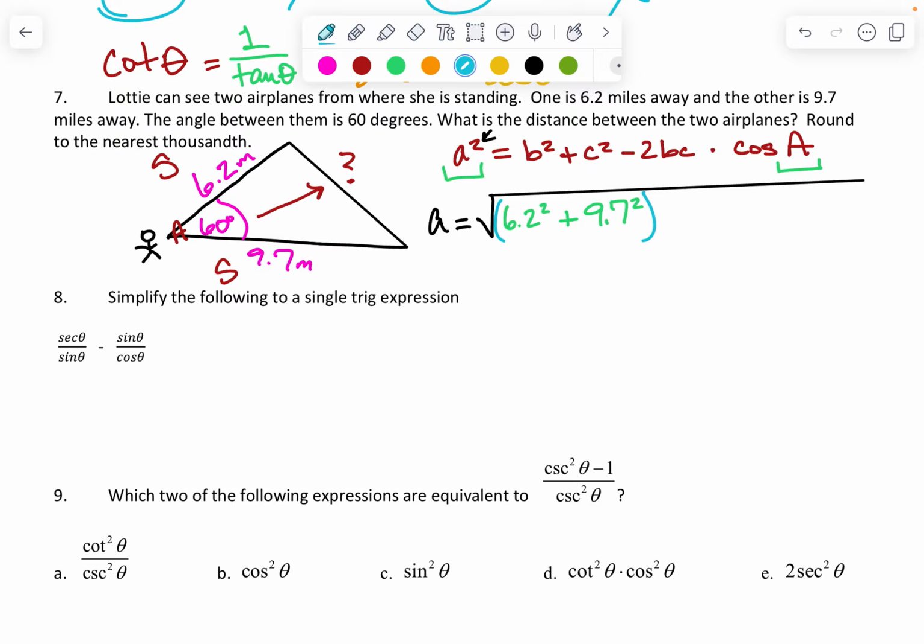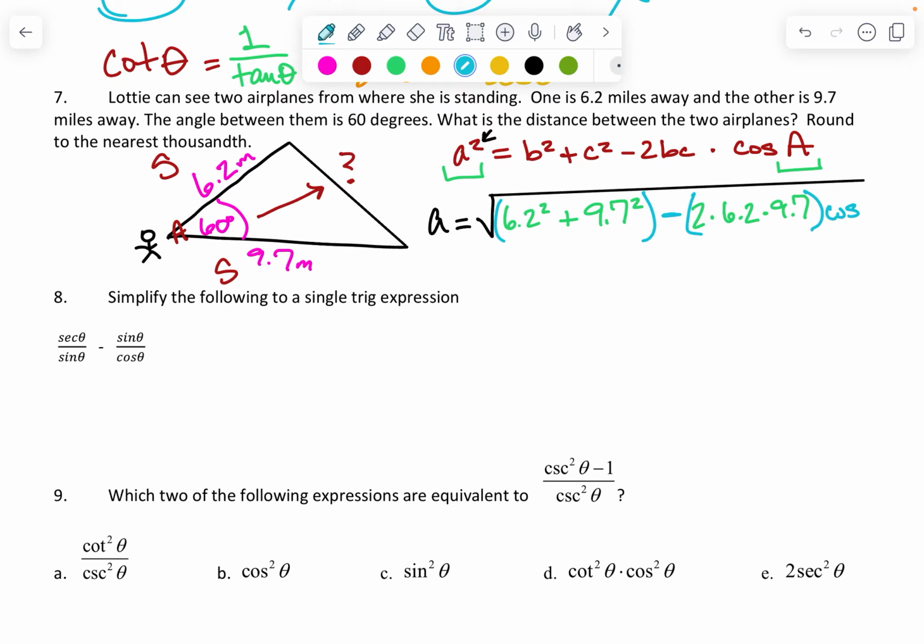And now the next step is I'm going to subtract 2bc. Well, since 2, b, and c are being multiplied, I'm going to go ahead and put that in parentheses also. 2 times 6.2 times 9.7. And I'm going to close that parentheses. And then the last thing is I'm multiplying by cosine of my angle.